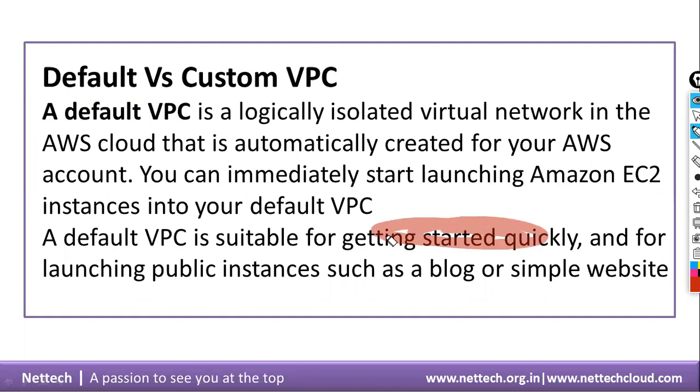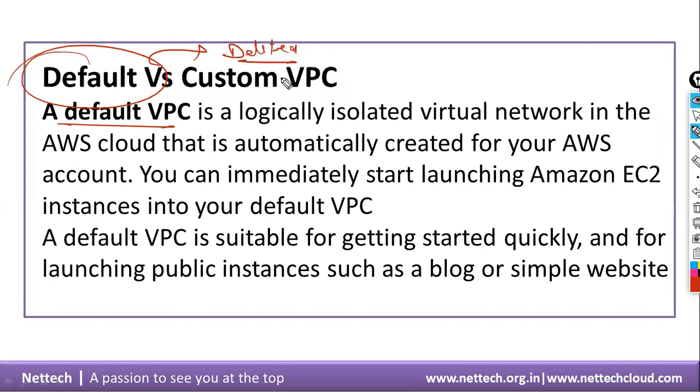So for getting started quickly in the AWS cloud, yes, you can use the default VPC. But if you want to get rid of the default VPC, default subnets, default routing table, internet gateway, and all that, yes, even this default VPC can be deleted. The default VPC can also be deleted, right?